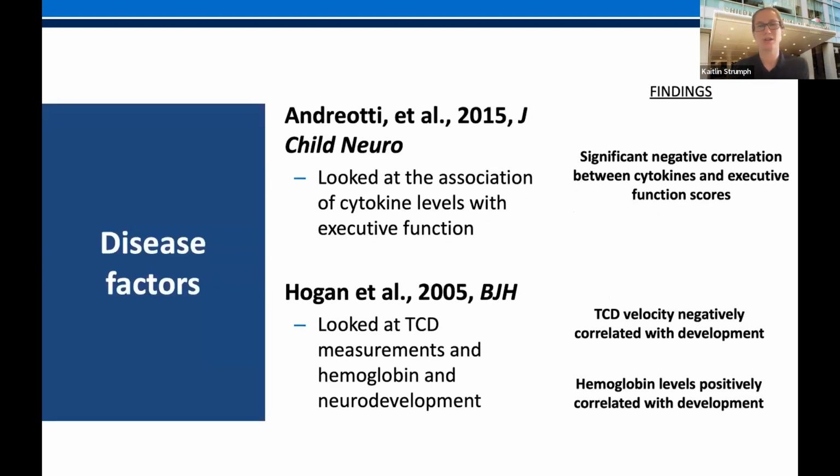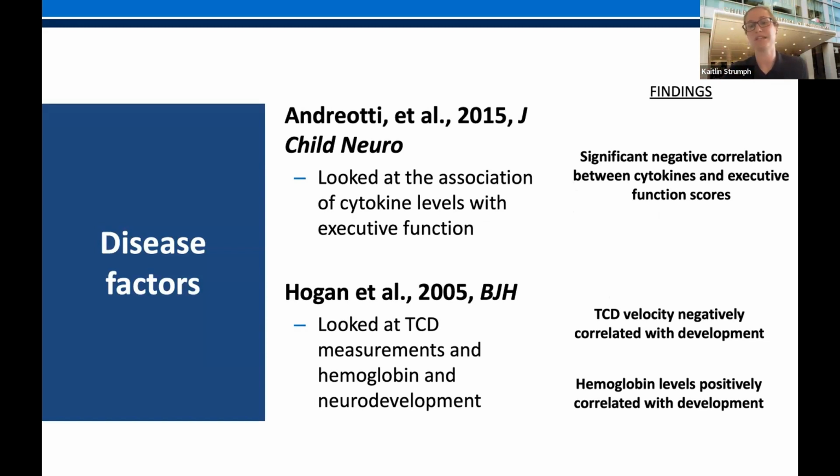So this is just looking at other disease factors, actually. The first study at the top was looking at the association of cytokine levels, because we know there's a lot of inflammation in sickle cell disease, and looking at executive functioning. And they did find that there was a significant negative correlation between cytokine levels and executive function scores. Not surprising. And this other study looked at transcranial Doppler measurements and hemoglobin and neural development.